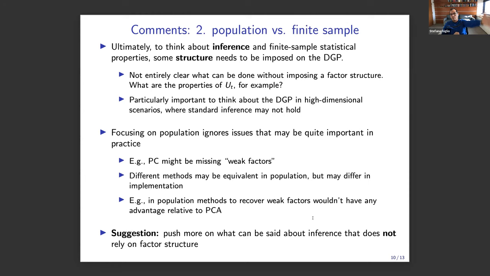And so on the one hand, ultimately, maybe we need to say something more about inference. And I think doing that without a factor structure would be complicated.